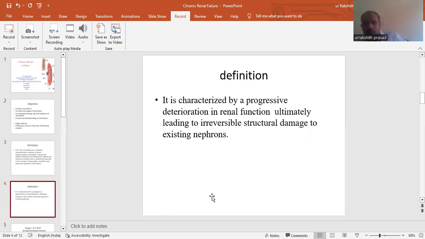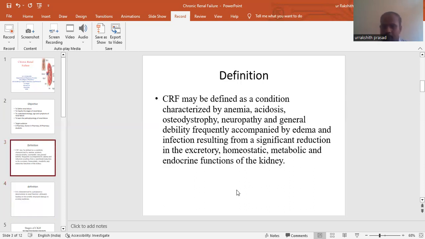By another definition, this is called progressive deterioration in renal function that leads to structural damage to the existing nephrons. Whenever the nephrons get damaged, obviously the function of the renal system is going to be reduced. Further, they may develop acidosis, osteodystrophy, neuropathy, or edema. These are the things that happen to patients who have chronic kidney disease.